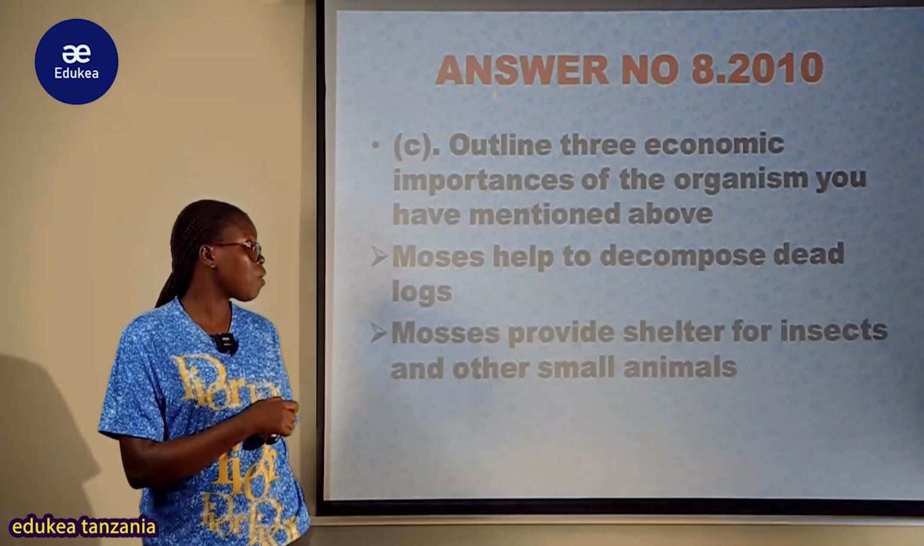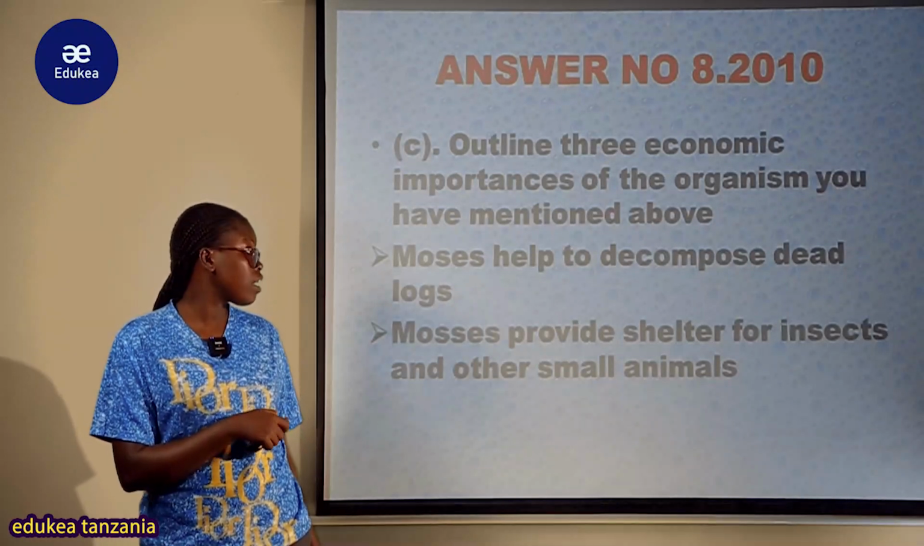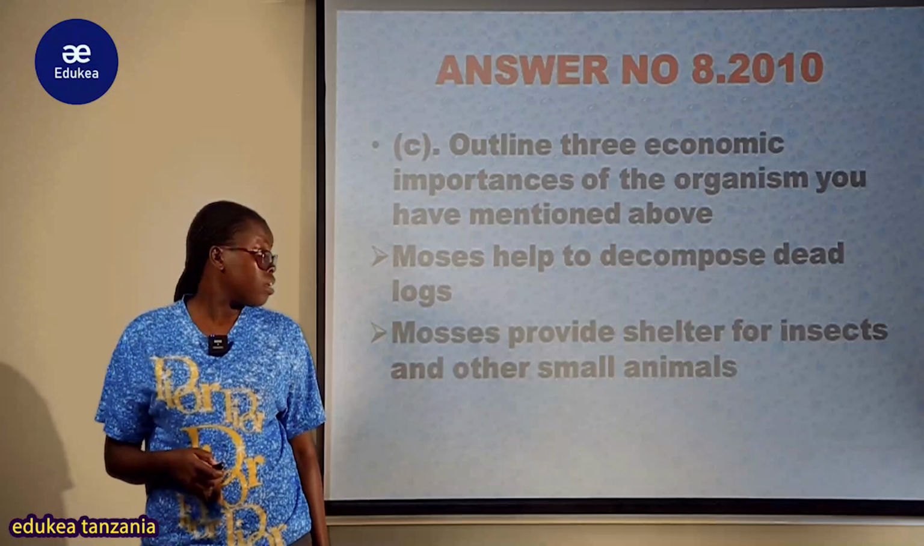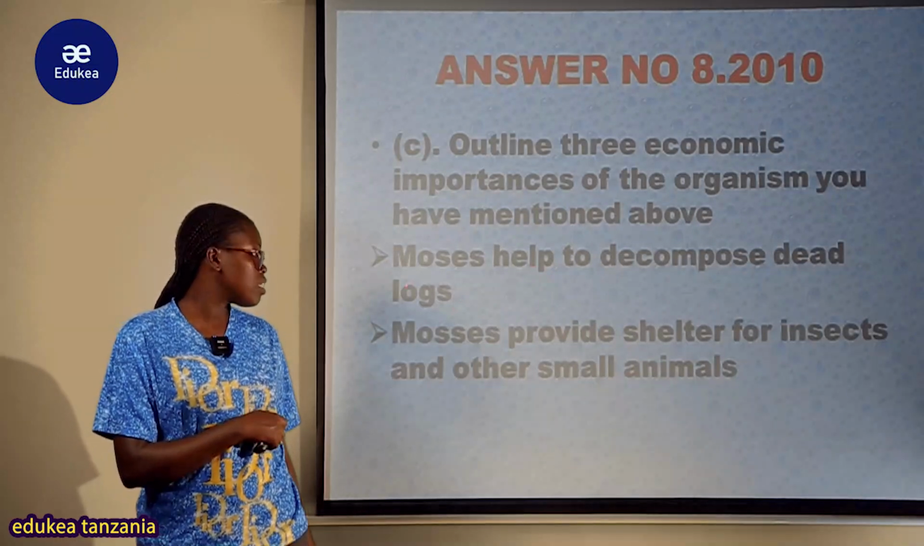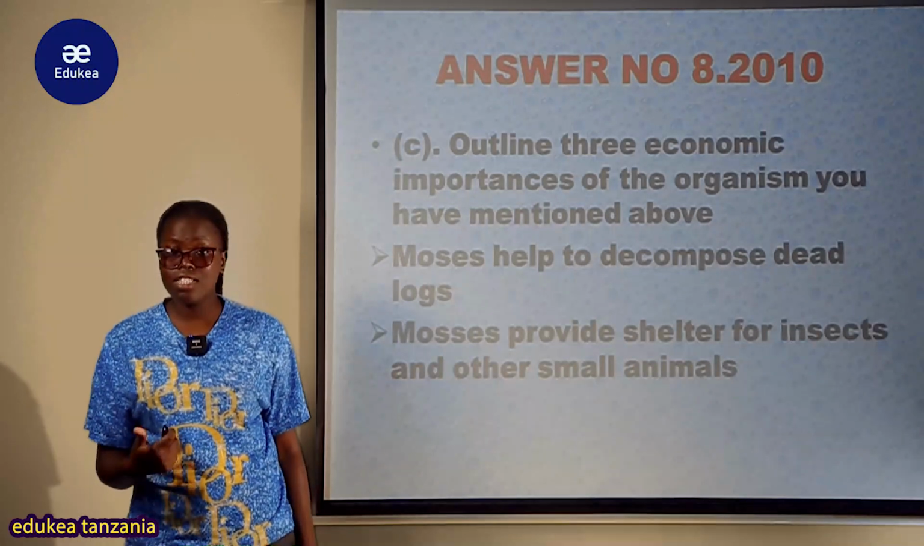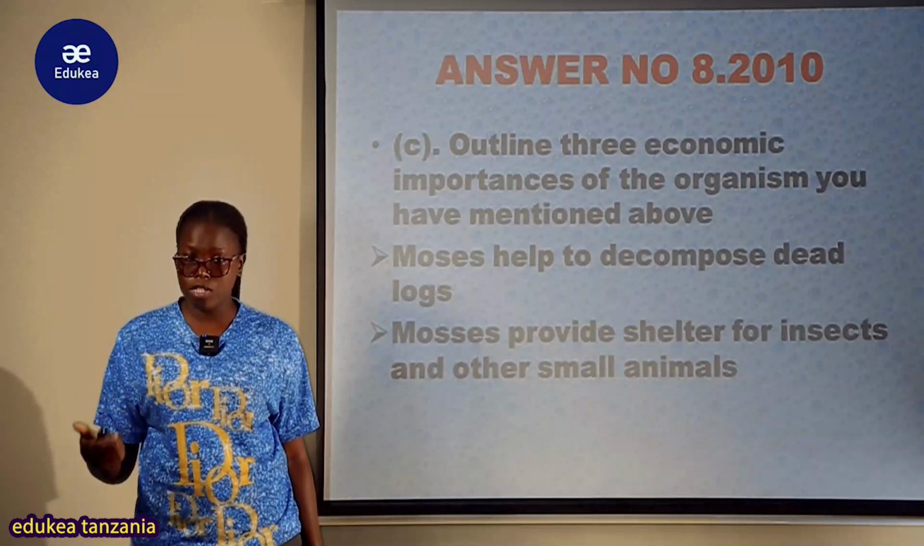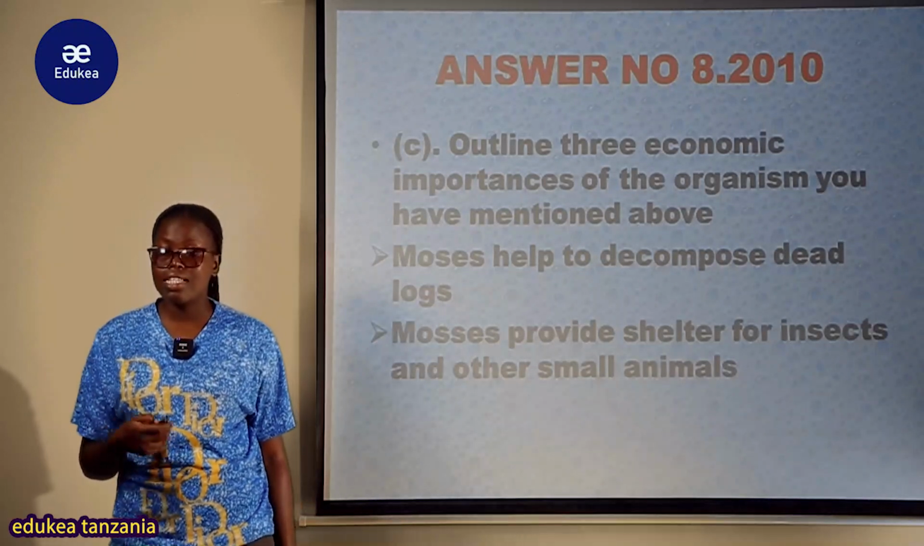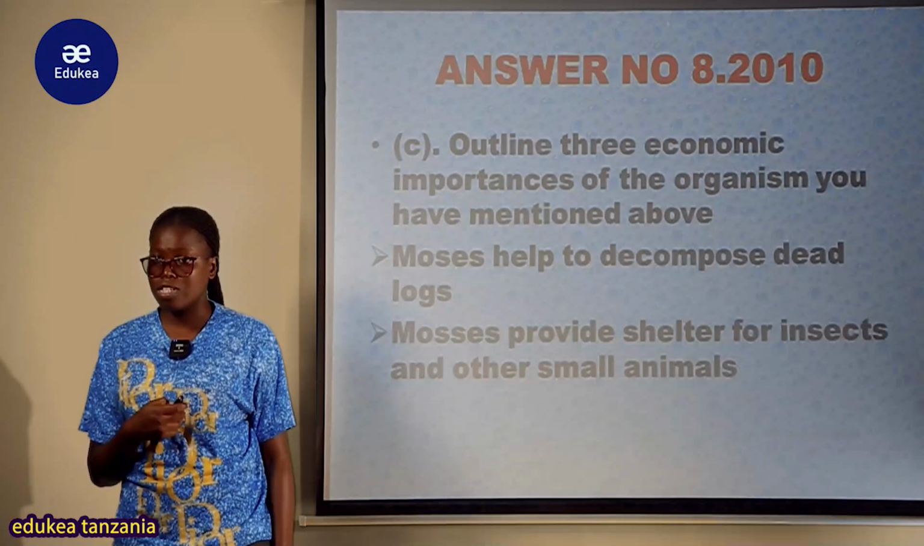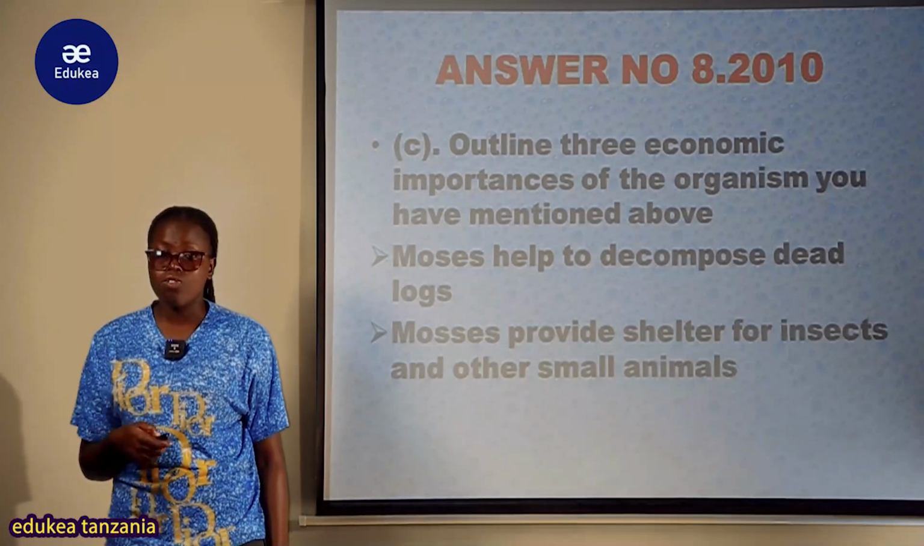Roman C says outline three economic importance of the organism you have mentioned above. First one, mosses help to decompose dead logs. These organisms tend to grow on dead organic matter in areas with moisture content or wet areas.